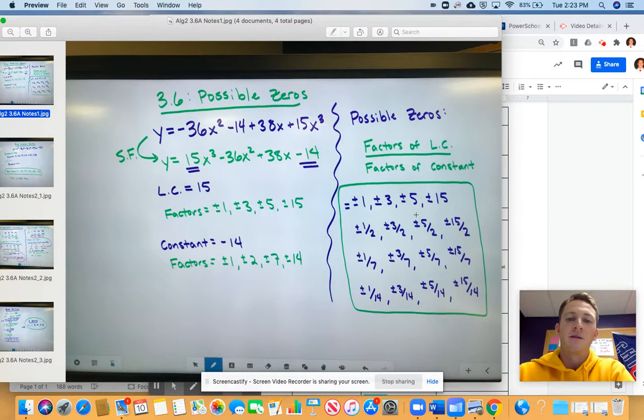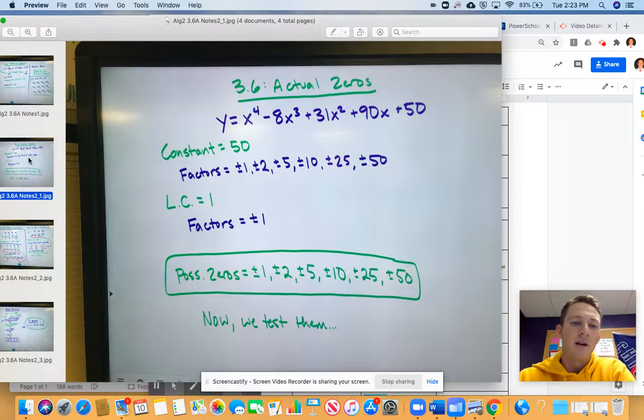So a lot of answers, but it's not too bad to figure out. It's just kind of slow. So these are all of our possible zeros. And now we're going to find out how to find the actual zeros.